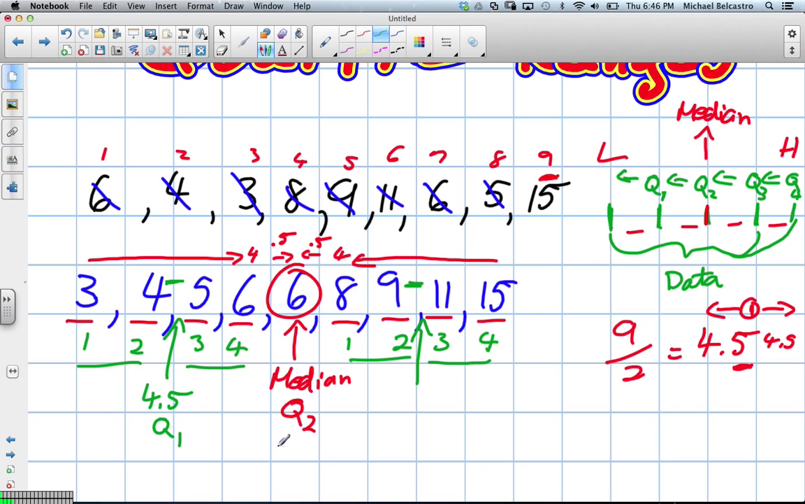6, the value 6 here, is our quartile 2. What comes in between 9 and 11? 10. 10 will be our quartile 3, and obviously at the very end here is our 4th quartile. Okay, so we've split these all into quartiles.